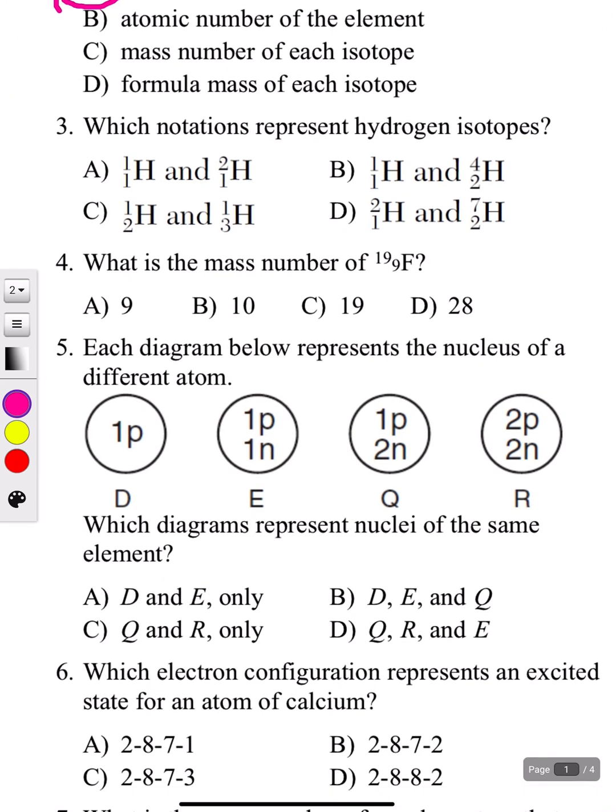Number 3, which one is hydrogen isotopes? I should first look at the symbol. If the symbols are not representing hydrogen, then right then and there I can cross it out. In this case, all of them are H, so I can't cross out any based on the symbols.